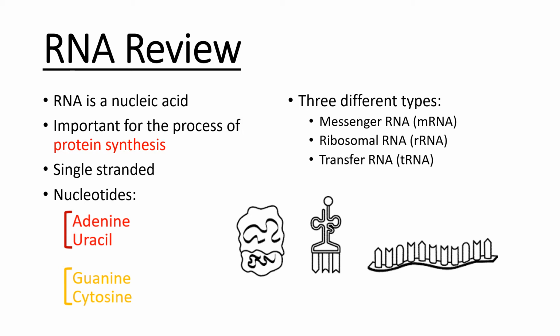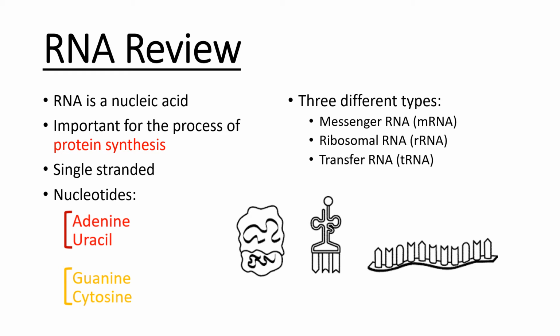The second type of RNA is ribosomal RNA, or rRNA. Ribosomal RNA is really important because it's what makes up ribosomes. A ribosome is an organelle found in all cells, and it's what makes proteins. So ribosomal RNA is making a ribosome.